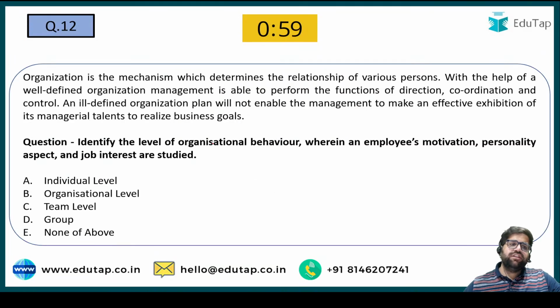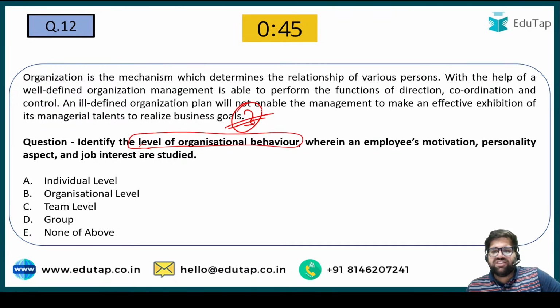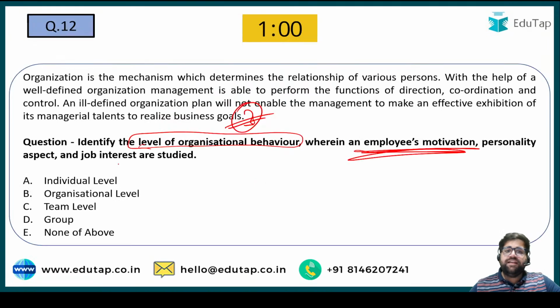Now, based on the same paragraph, they have asked another very easy question. Identify the level. First you should know how many levels there are, and we have just discussed there are 3. Now RBI is asking you to identify the level of organizational behavior wherein an employee's motivation, personality, expectations and job interest are studied. Very easy. I have just told you that employees' motivation, personality, leadership and perceptions are studied under the individual level.